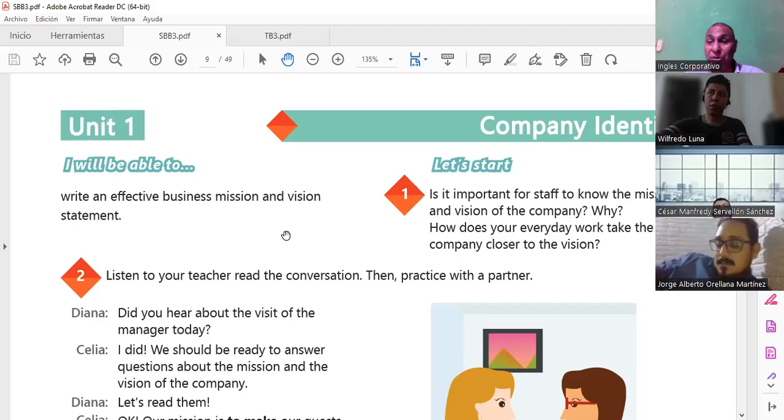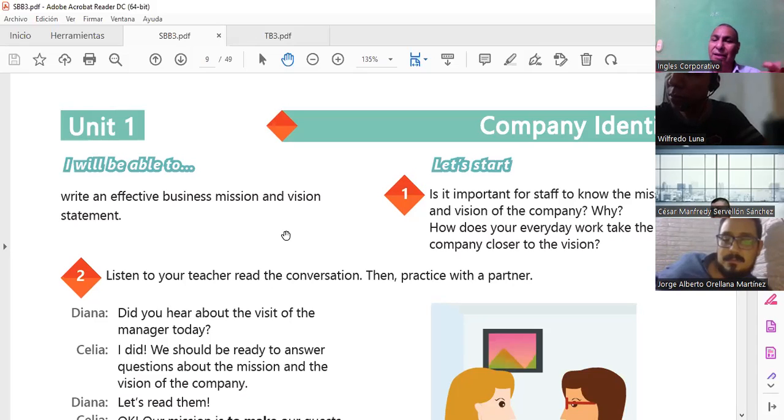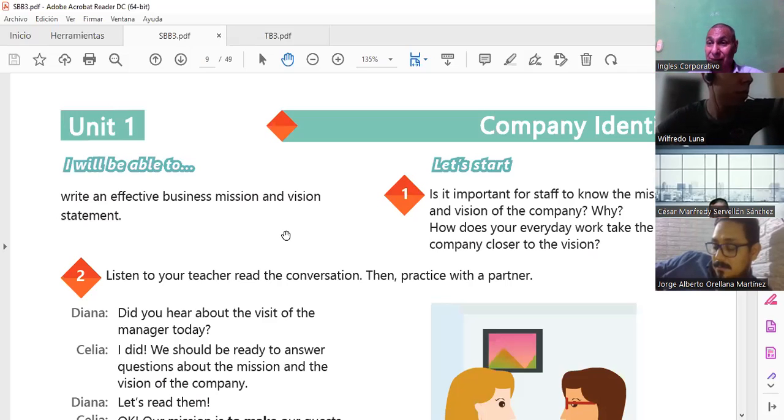Inglés Corporativo. The mission statement de Inglés Corporativo sería to help users or participants to get a better position in the English language. Esa sería una mission, ¿verdad? Una mission. En la vision de Inglés Corporativo sería by the year 2023, we are planning to have 2,000 bilingual students. Yeah, esa sería la visión.